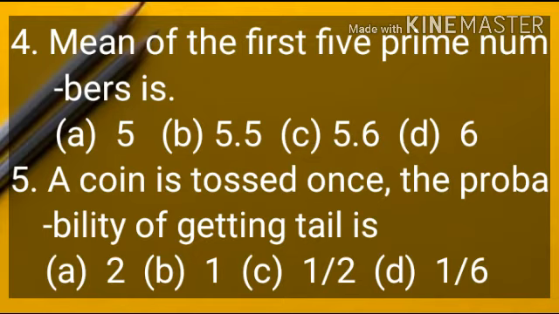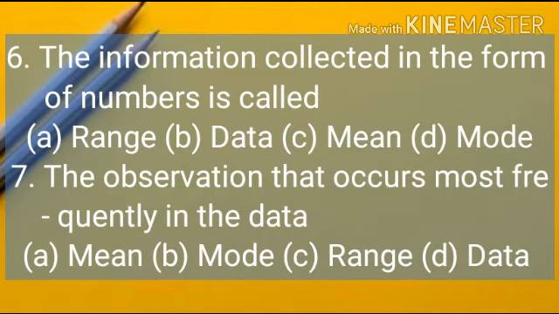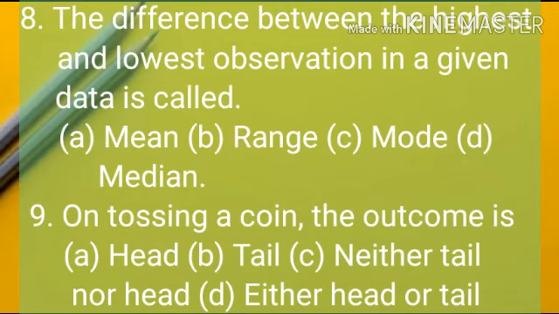Question number 5. A coin is tossed once. The probability of getting tail is 1/2. Okay. Question number 6. The information collected in the form of numbers is called data. Question number 7. The observation that occurs most frequently in the data is called mode. Okay. Now question number 8. The difference between the highest and lowest observation in a given data is called range.